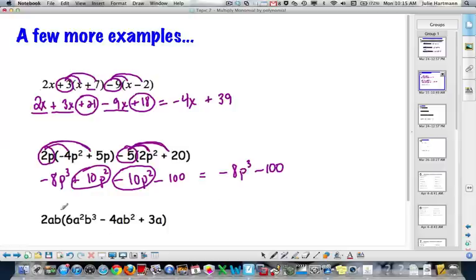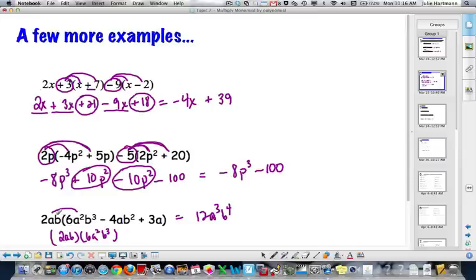Okay, and finally, 2ab times 6a squared b cubed. Okay, so that's like one of the problems we did on the last quiz. All right, you do 2 times 6, so that's going to give you 12. a times a squared, 1 plus 2 is a cubed. And then b times b cubed, 1 plus 3 is b to the fourth.